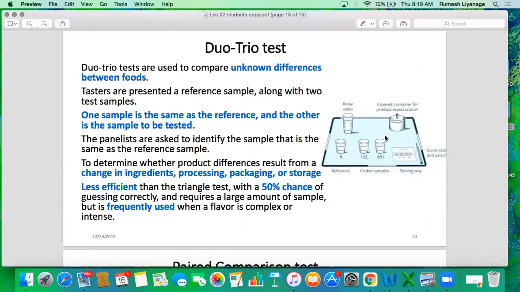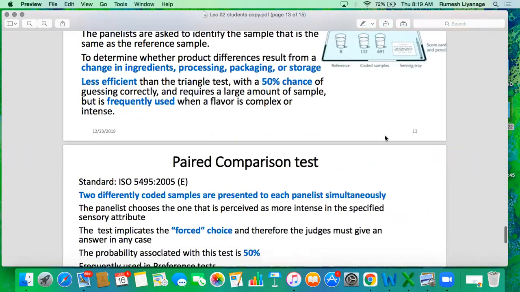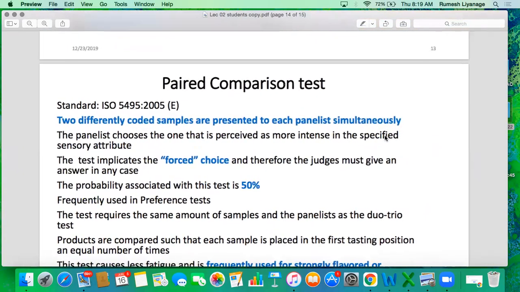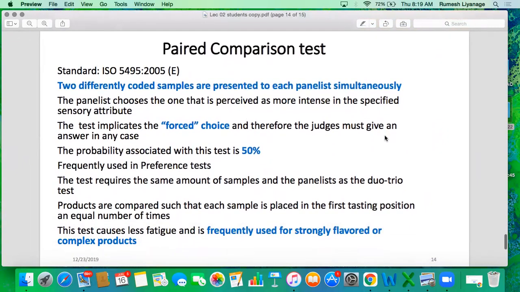Right. I think it's clear. Then the third one, paired comparison test. When it comes to paired comparison test, that is actually a different one. And the standard is ISO 5495-2005. As we have discussed, there are some standards for these methods. So this is ISO 5495.